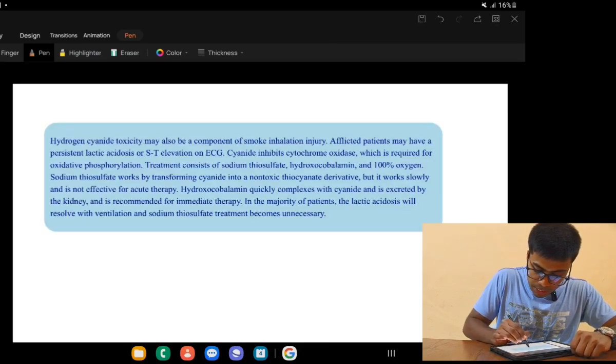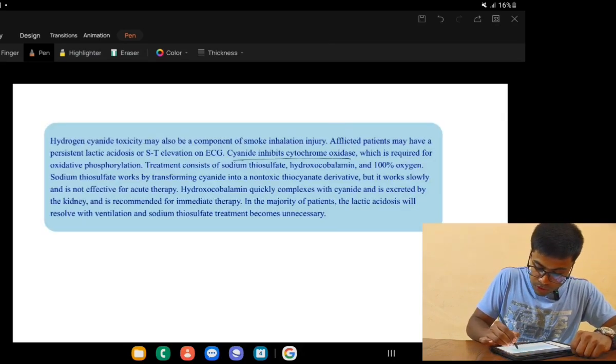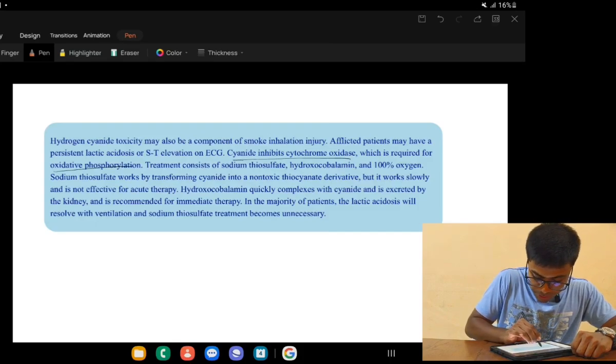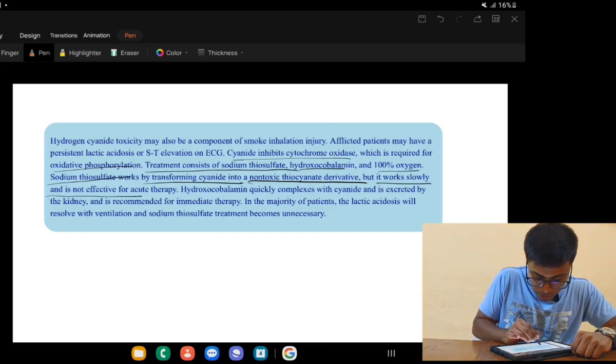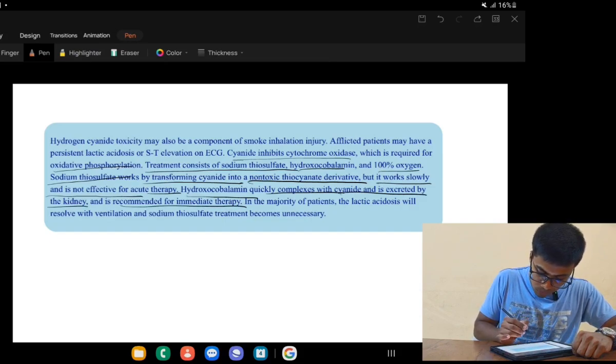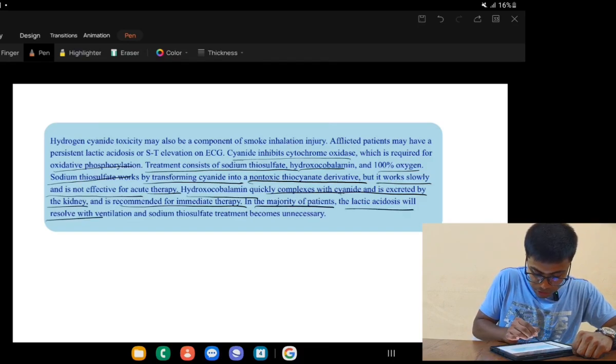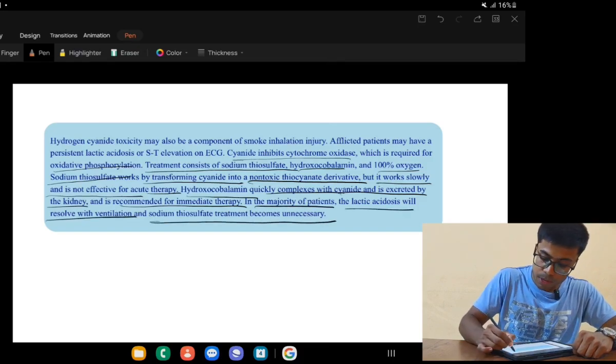Cyanide inhibits cytochrome oxidase, which is required for oxidative phosphorylation. Treatment consists of sodium thiosulfate, hydroxycobalamin, and 100% oxygen. Sodium thiosulfate works by transforming cyanide into the non-toxic thiocyanate derivative, but it works slowly and is not effective for acute therapy. Hydroxycobalamin quickly complexes with cyanide and is excreted by the kidney. It is recommended for immediate therapy. In the majority of patients, lactic acidosis will resolve with ventilation and sodium thiosulfate treatment becomes unnecessary.